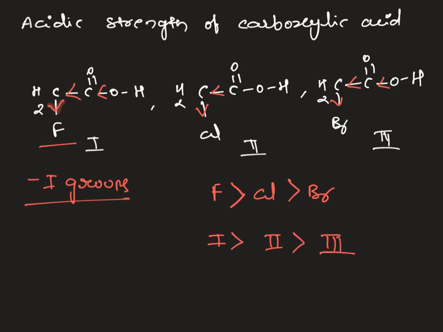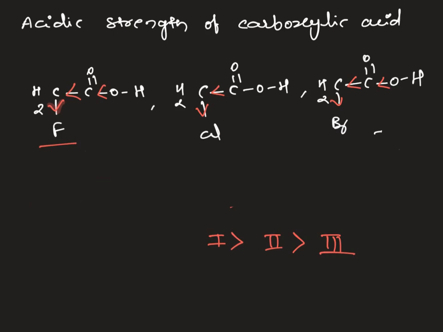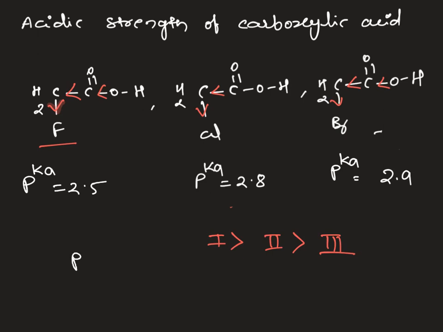If we look at the reported data, the pKa values of these substances, pKa of fluoroacetic acid is 2.5 and pKa of chloroacetic acid is 2.8 and pKa of bromoacetic acid is 2.9, and the relationship between pKa and acidity will be inversely proportional.